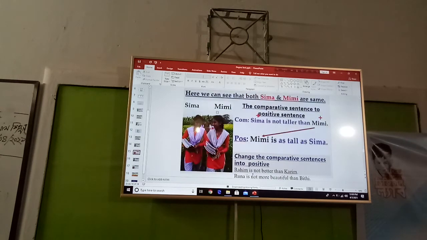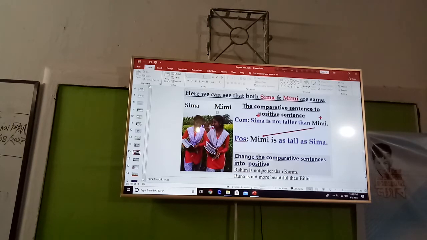Okay. Now go to the next sentence. Sima is not taller than Mimi. As "not" is used here, in a positive sentence you cannot use "not" or "no." So, Mimi is as tall as Sima. You can also say Sima is as tall as Mimi. Mimi is as tall as Sima, or Sima is as tall as Mimi, as the meaning is the same. So you can use the first subject or the last subject as the subject of the positive sentence.